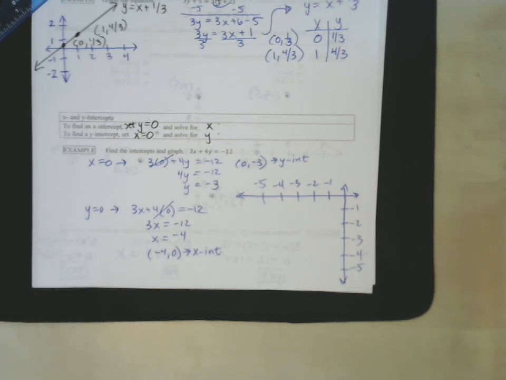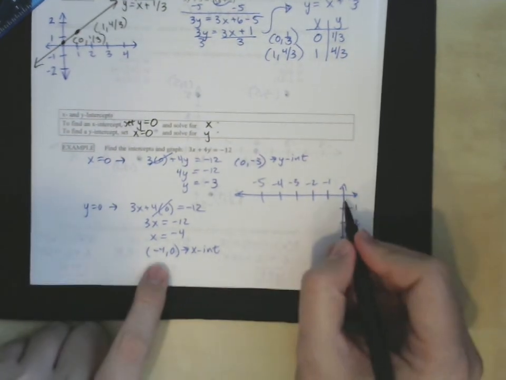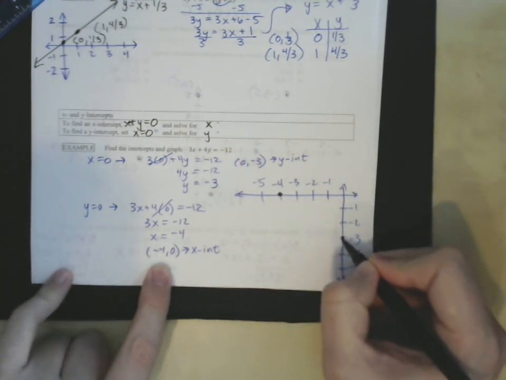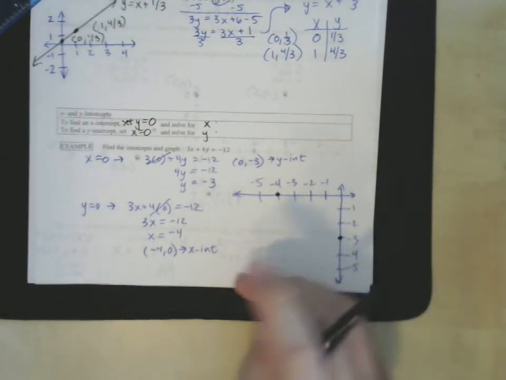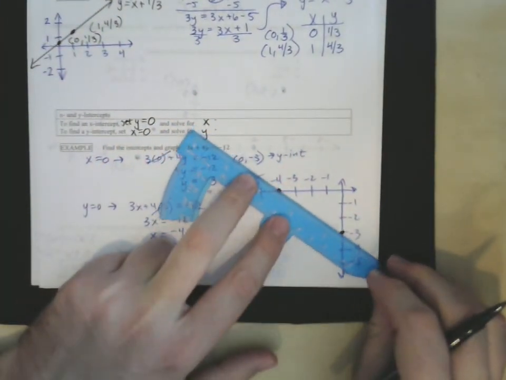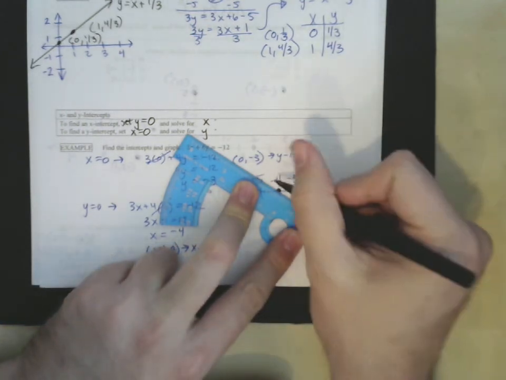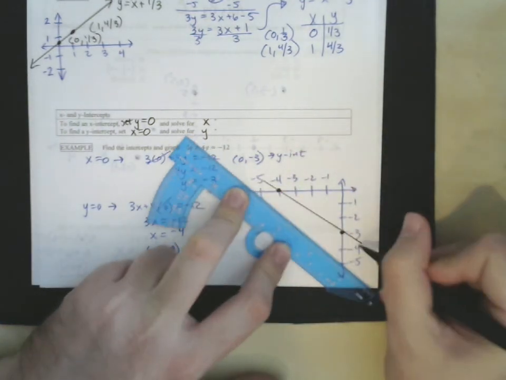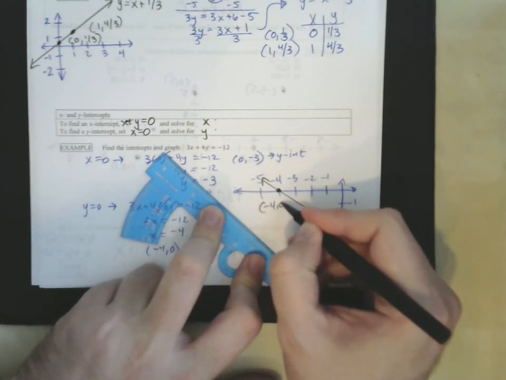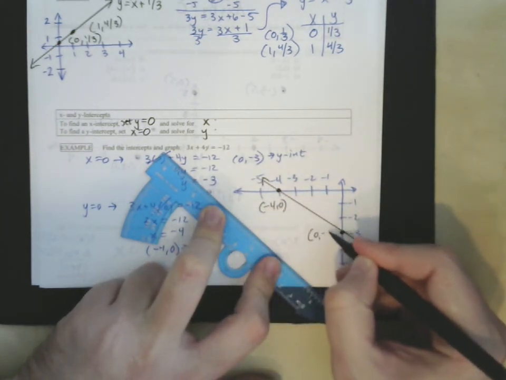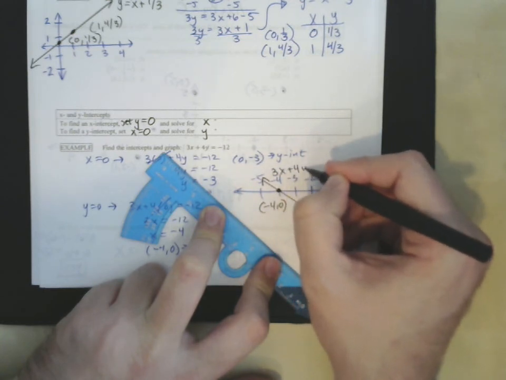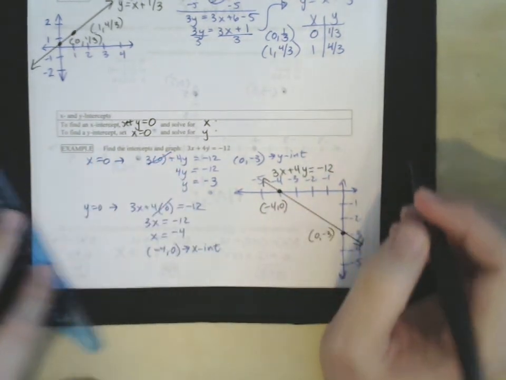And then we plot our points. -4, 0. 0, -3. So we have our 2 points and we can make our line. -4, 0, 0, -3, and this is 3x plus 4y equals -12.